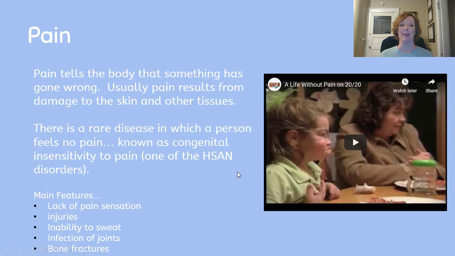Okay, let's start with pain. Pain is a mixed blessing because even though it's unpleasant, it does tell the body that something is wrong. It usually results from some type of damage to the skin or other tissues. There is a rare disease where the person has no pain. It is known as congenital insensitivity to pain, one of the HSAN disorders. The main features are a lack of pain sensation, obviously, but also a lot of injuries, sometimes an inability to sweat, infection of joints, and bone fractures. So let's watch this little girl who has HSAN.